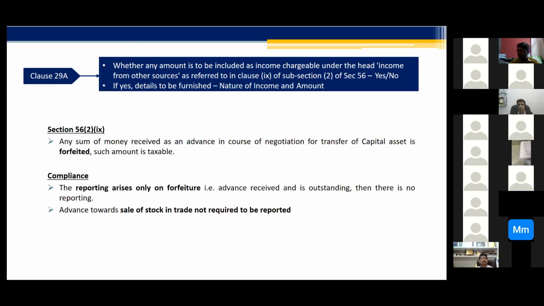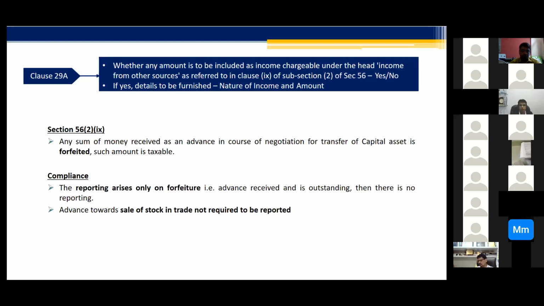Then there is a similar provision in 56(2)(9), where an amount is to be included as income chargeable under the head income from other sources, as referred to in clause 9 of sub-section 2 of 56. Yes or no? So you have to report on 56(2)(9). Of course, what does 56(2)(9) require? It says any sum of money received as an advance in course of negotiation for transfer of a capital asset, if forfeited, such amount is taxable.